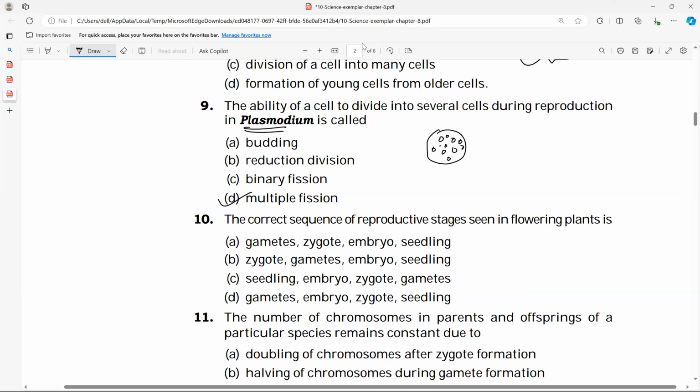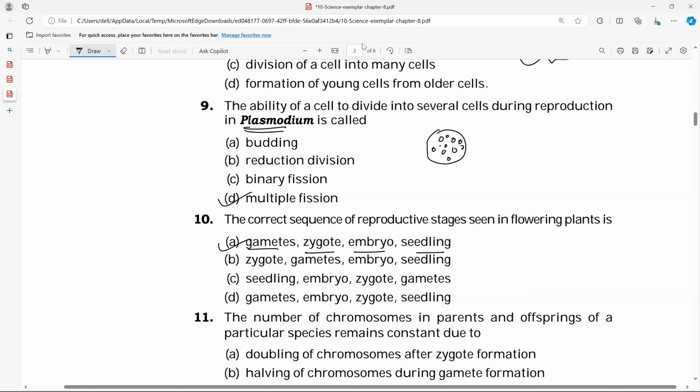Option D. What are you talking about? Option D. The correct sequence of the reproductive stages in the flower is, so D, gametes, embryo, zygote, and seedlings. So option A. Option A, gamete, zygote, embryo, and seedling. Yes, it is correct. Why is everyone not responding? This one is gametes, then zygote, then embryo, and then seedling.